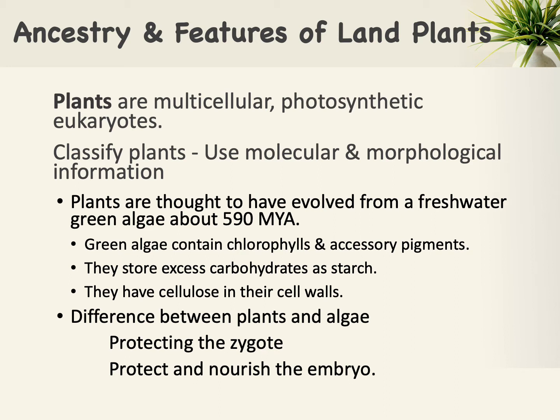The green algae contain chlorophyll and also accessory pigments, and they store excess carbohydrates as starch, and they also have cellulose in their cell walls. The differences between algae and plants are that plants protect their zygote, and also protect and nourish the embryo. That is the main difference between plants and green algae.